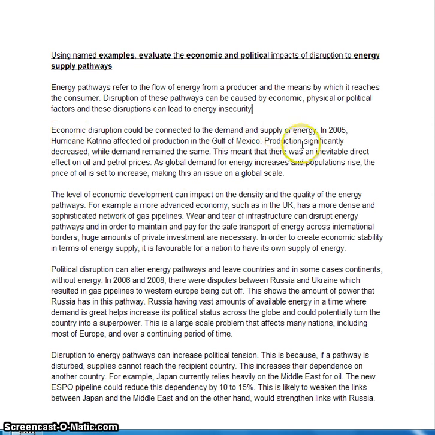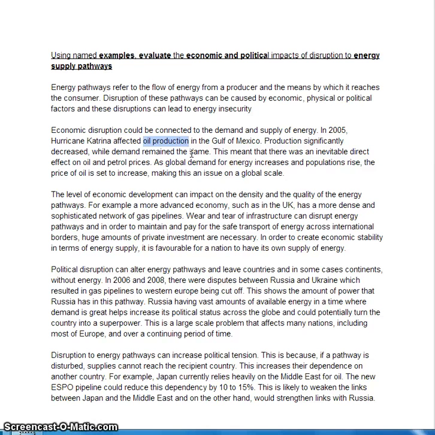So we've got some good place specific detail there, obviously a specific date, we've got location and name of the hurricane, but most importantly it's about oil production, okay, which is part of the energy supply pathway, so always linking it to the question.